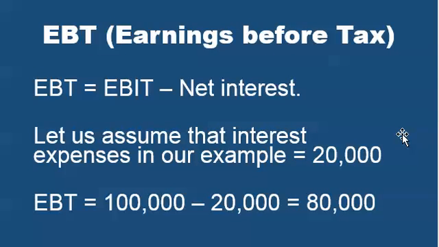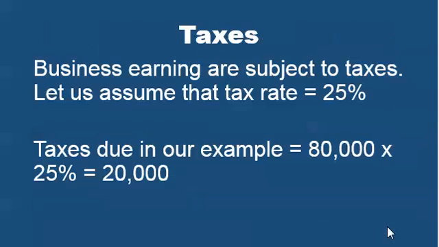EBT. EBT is earnings before tax. Earnings before tax is EBIT minus net interest. Let us assume interest expenses in our example equal 20,000. Our earnings before tax would be 100,000 minus 20,000, equal to 80,000.